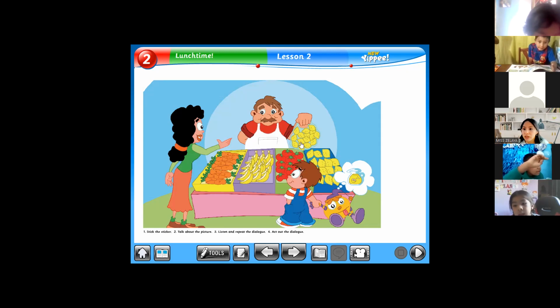One, two, three, four, five. Count. How many lemons? Miren en su librito, ahí está la imagen de los limones. Count. How many lemons? You have to count. Ok, hasta ahorita no escucho ninguna respuesta. You have to count the lemons.